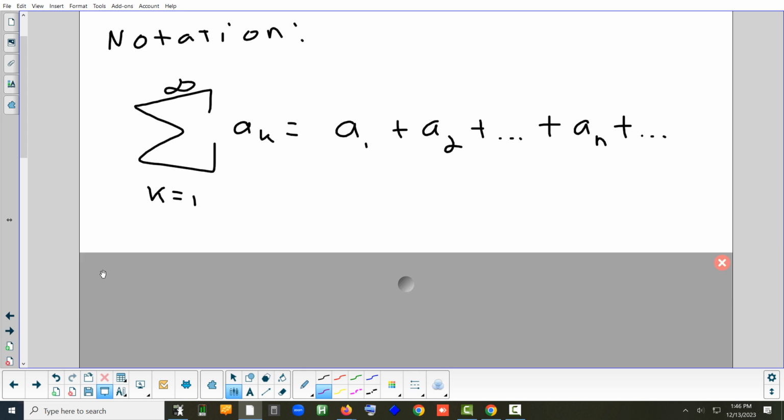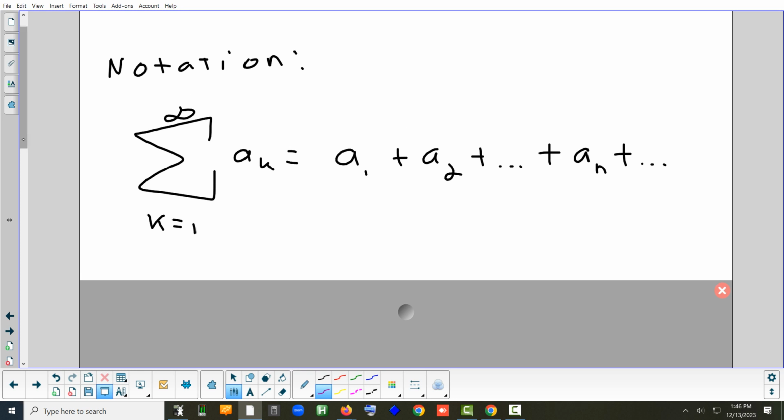So if you think practically, could you add up an infinite amount of numbers by hand? No. Even if what you're adding each time is getting smaller and smaller. Why not? You're wasting your time. Because it's going to take too long. It's going to take a long time to add up an infinite amount of numbers by hand.